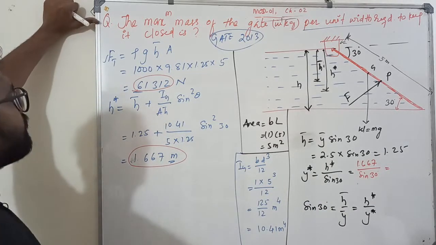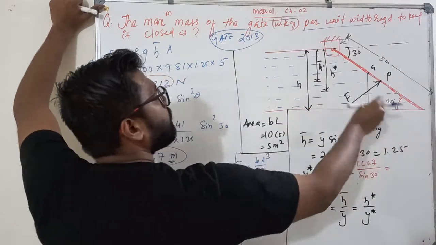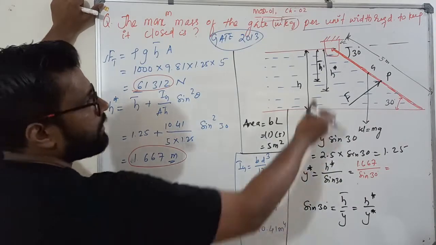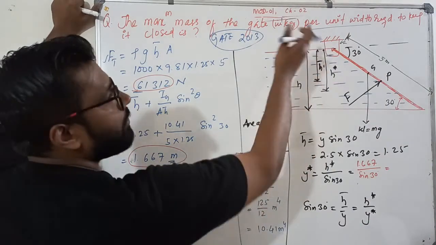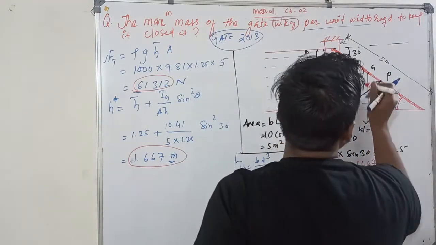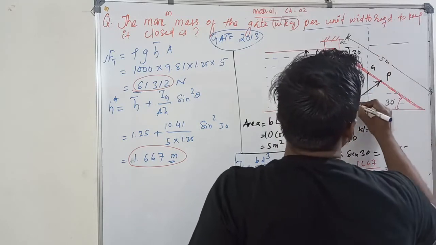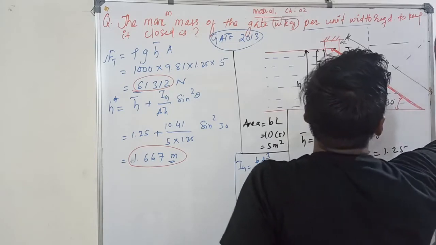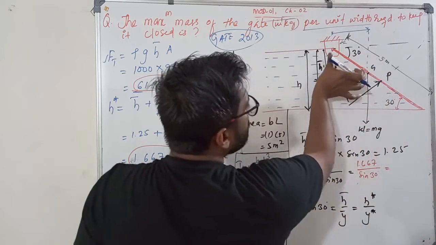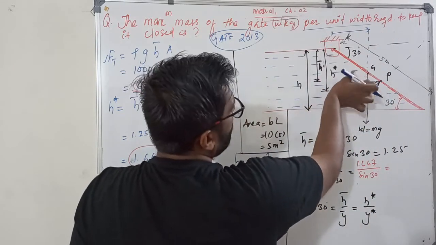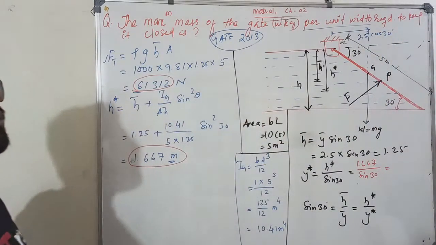So now we got F, we got H star. What we need is the mass of the gate to be supported. Take moment about the hinge. So you have two forces here. One force is the weight, which is acting vertically downward. Another force is the force at the center of pressure. So this distance you need to calculate. How much is this? 2.5. So what is this distance? 2.5 cos theta.